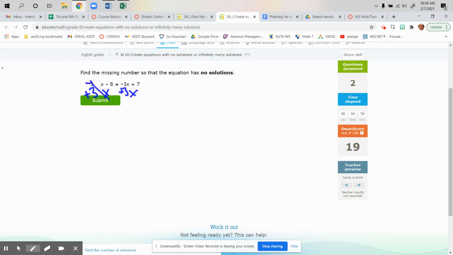Because if I did the math, this would cancel itself out. This would cancel itself out, and I'd be left with negative 8 equals 7, which is not true. So that's why there is no solution. I'm hoping the next problem has the real question I want to show you guys. That is a trick. We'll see. So negative 3.